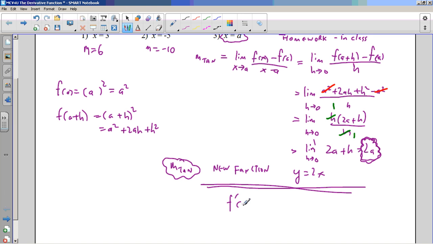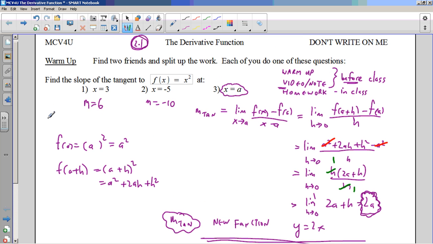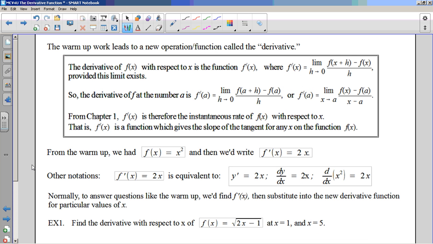Called f prime at x equals 2x. And this shows f prime, that we're talking about the slope of the tangent function, the instantaneous rate of change function. This is what's called the derivative function. And maybe you guessed from the title that that's what we'd be talking about. Hopefully you guessed that. All right, on with the note. And nothing surprising here. We'll get through.